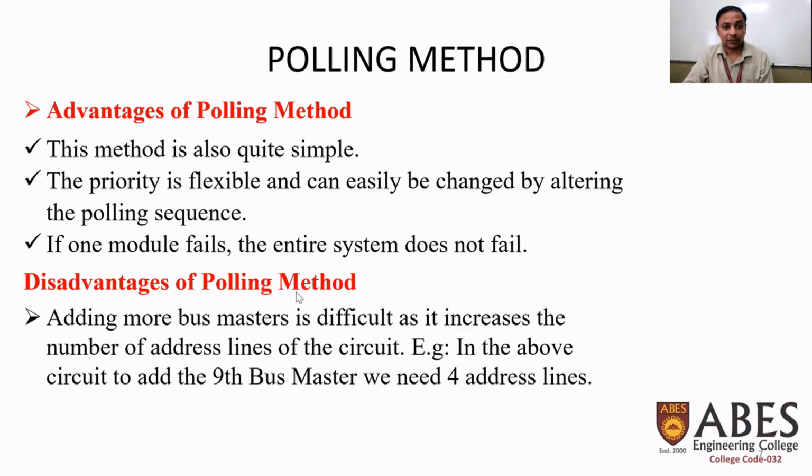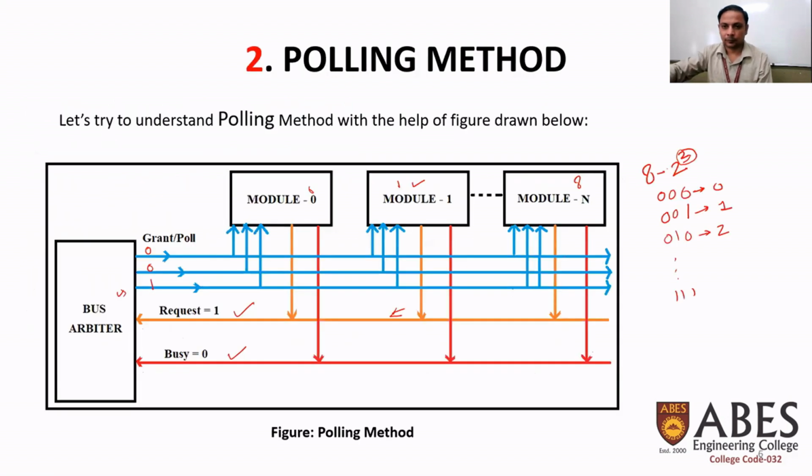There are some disadvantages with this method. Adding more bus masters is difficult as it increases the number of address lines of the circuit. Take an example: we have a total of 8 bus masters in the mentioned scenario. If we want to add 1 more bus master, the total will be 9. To address these 9 bus masters, we have to add 1 more access line here. So there will be more connections, more wires, and more complexity.